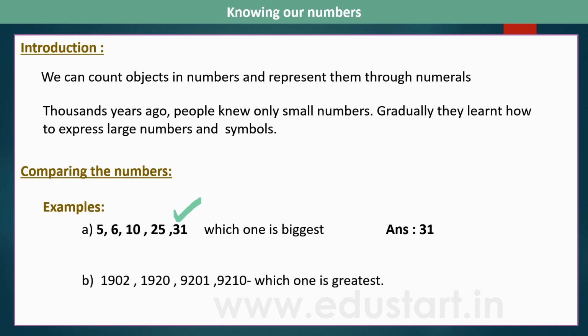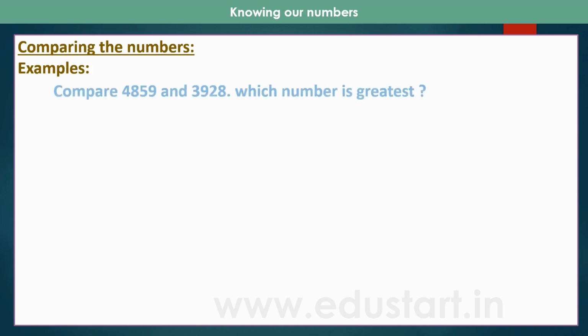Now 1902, 1920, 9201, 9210. Which one is greatest? You can see 9210 is greatest. Comparing the numbers. Example: compare 4859 and 3928. Which number is greatest?